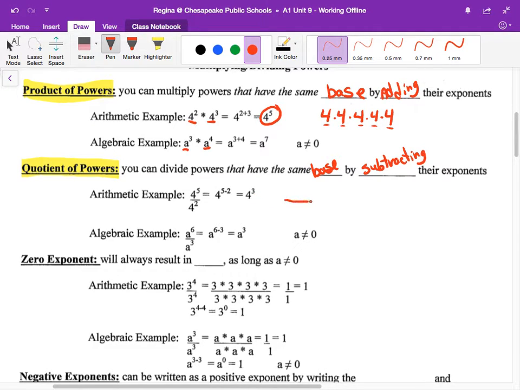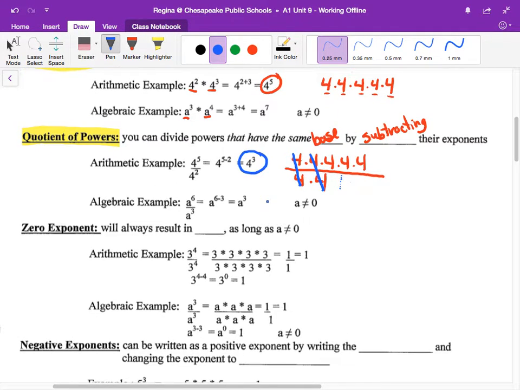Let's expand that out so you can see the big picture. If there's 4 to the 5th, that means there are 5 4s on the top, and 4 squared means there's 2 on the bottom. And what do we know about canceling out? That's going to cancel, that's going to cancel, and there's that understood 1 left on the bottom. So look what we have left. We have 3 4s, and that's the way we write our answer.